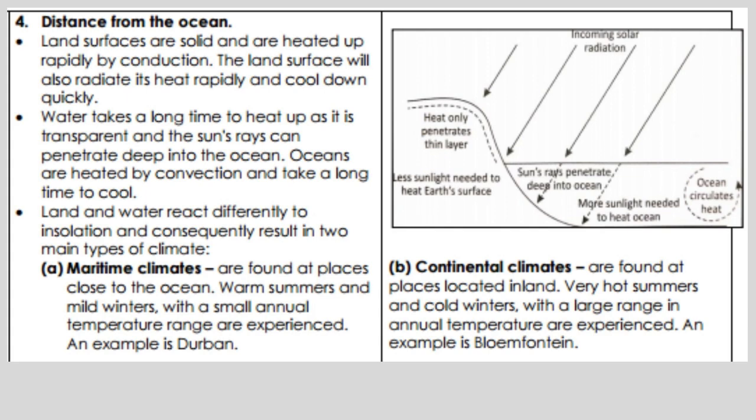A. Maritime climates are found at places close to the ocean. Warm summers and mild winters, with a small annual temperature range, are experienced. An example is Durban. B. Continental climates are found at places located inland. Very hot summers and cold winters, with a large range in annual temperature, are experienced. An example is Bloemfontein.